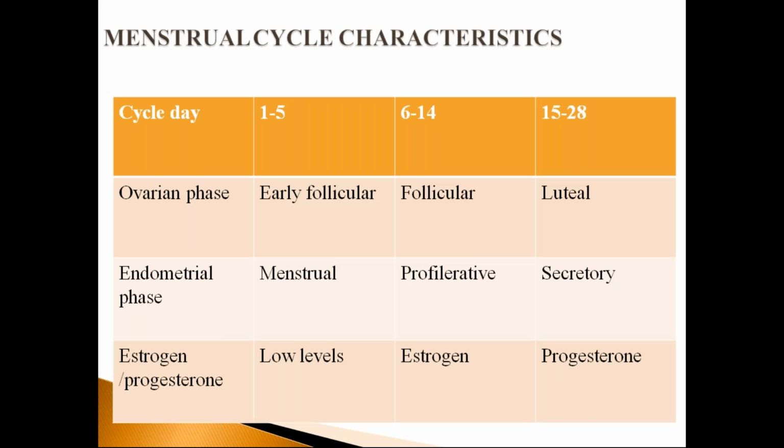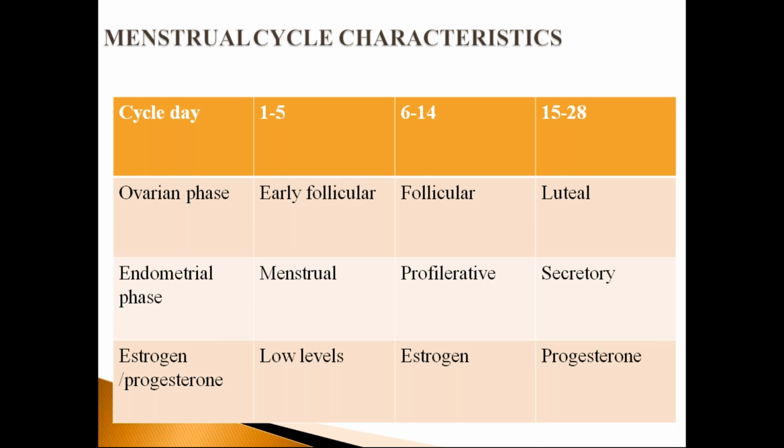So these are the menstrual cycle characteristics. You can see the ovarian phase, endometrial phase, and the estrogen phase. The first 1 to 5 days we call the early follicular phase according to the ovarian cycle, and the endometrial phase is the menstrual phase. So usually women have a flow of 1 to 5 days, and the next 6 to 14 days is the follicular phase in the ovarian cycle and the proliferative phase in the endometrial cycle. And the later 15 to 28 days, that is after ovulation until the start of the bleed, the ovarian phase we call luteal, and the endometrial phase is secretory.